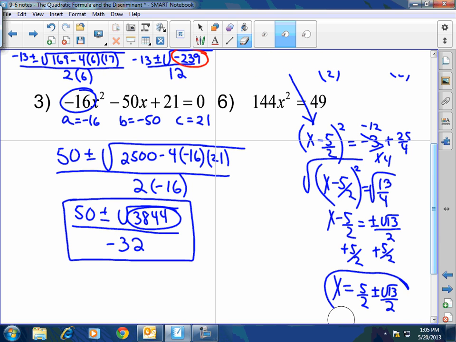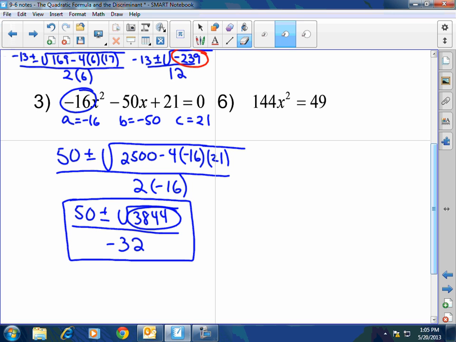Last but not least, hopefully you're recognizing, hey, wait a second. Let's first of all get everything together. So I've got 144x squared. Oh, wait, we don't have to do that, right? No. Why don't I pay attention? There's no bx form here. So let's solve for x.